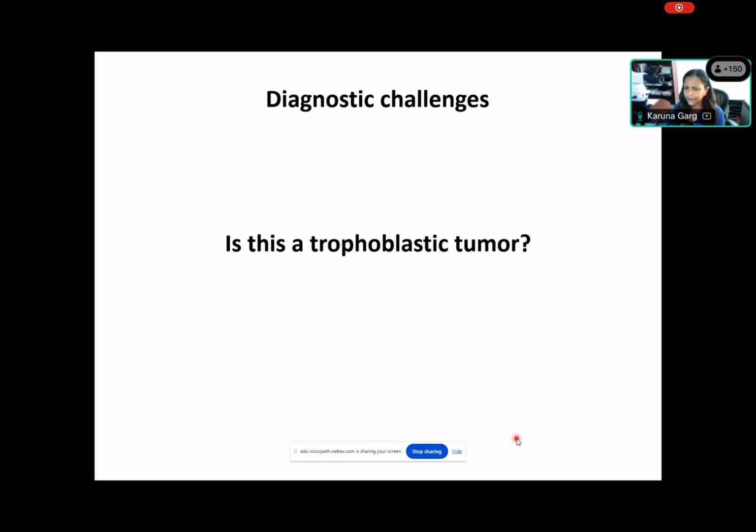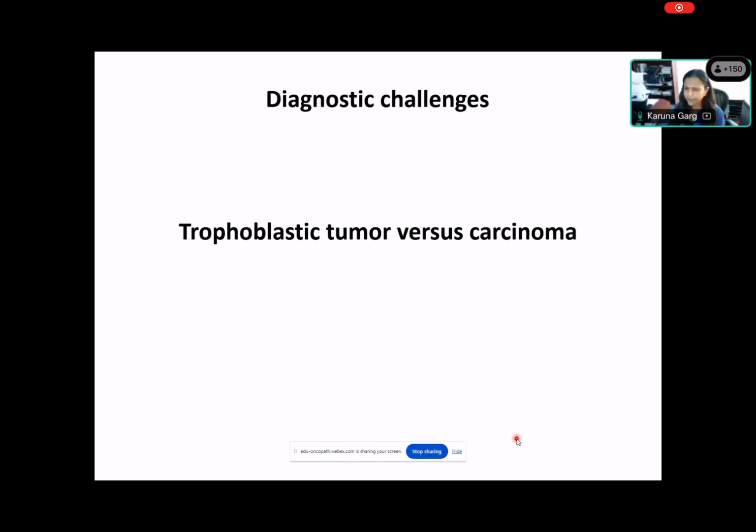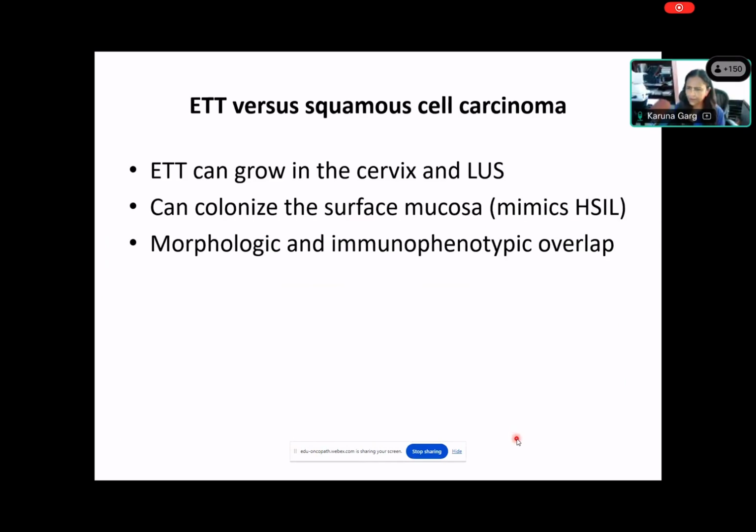The last scenario is, is this actually a trophoblastic tumor? So let's talk about trophoblastic tumors versus carcinoma. I had mentioned this briefly before. Epithelioid trophoblastic tumors, as I mentioned earlier, can often be present in the cervix or lower uterine segment. I have seen at least a couple of cases of ETT that colonize the surface of the cervix and can even start looking like HSIL. So there's a lot of morphologic and immunophenotypic overlap between ETT and squamous lesions.